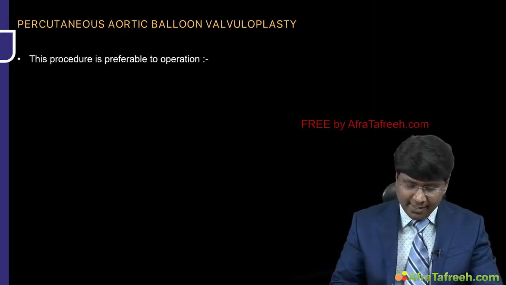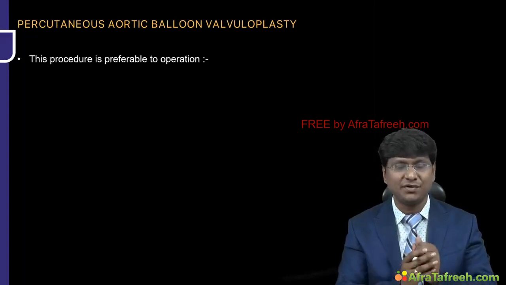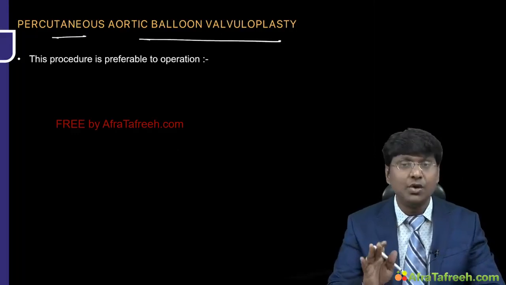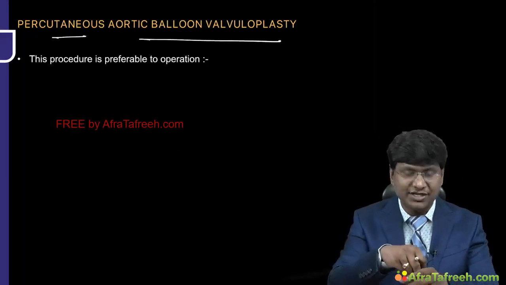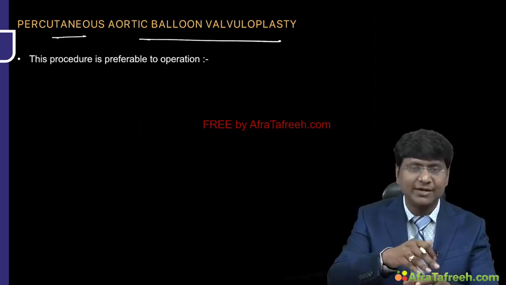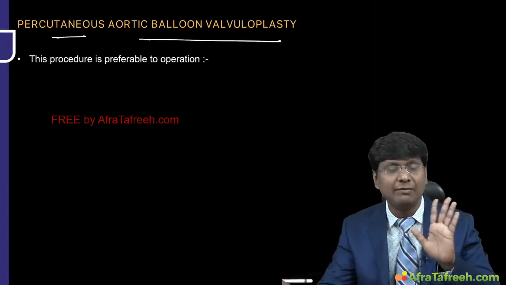Then what is another method of intervention in case of aortic stenosis? That is percutaneous aortic balloon valvuloplasty. What is it that you will do? You just place a balloon along the stenosed aortic valve. You open the balloon, that means you dilate the aortic valve, and you deflate the balloon and take it out. That is your percutaneous aortic balloon valvuloplasty.